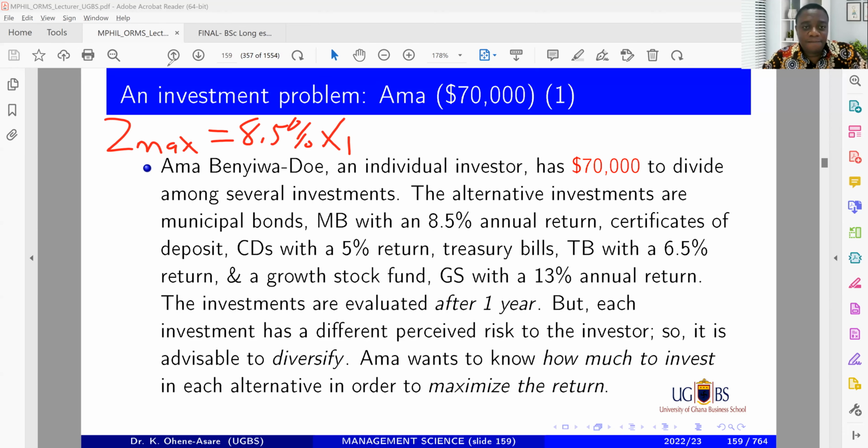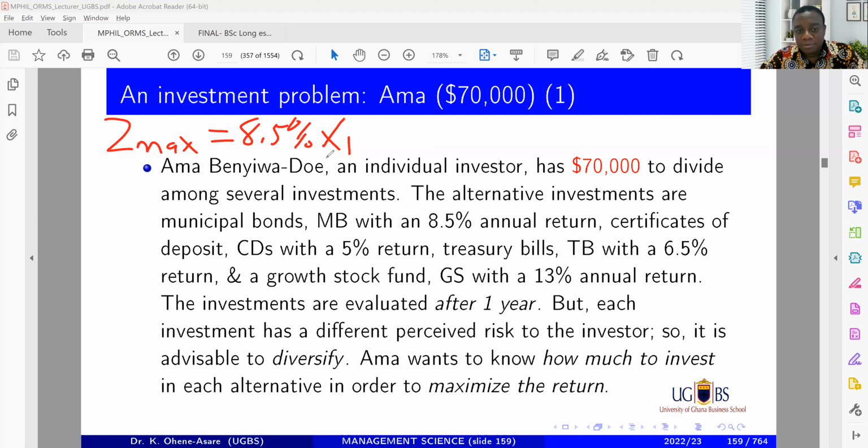Is there any problem if somebody were to write what I've written? Do you see what I've written? Don't worry if you're not sure. Okay, yes, tell me. Rita, try. Is there any problem if somebody writes 8.5% X1?